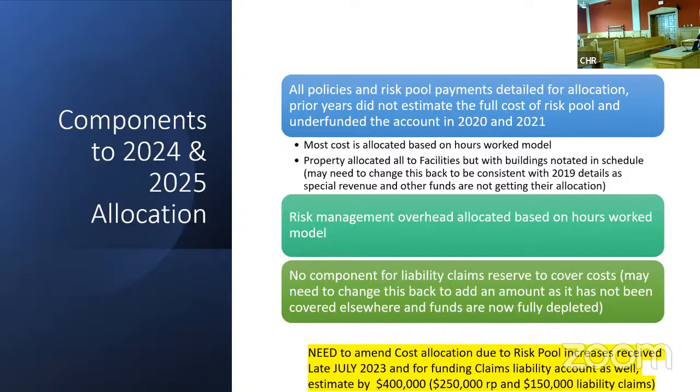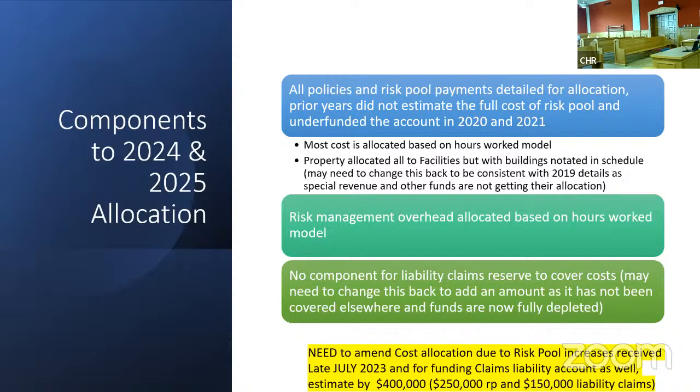Most of the cost is allocated based upon the hours worked model. I didn't know until I did some research and finally found that 2019 file that it was 50-50. It was hours and FTEs. I don't think it makes a great deal of difference. And so I don't recommend changing that. That's how the risk pool is allocated to us, based upon the hours.